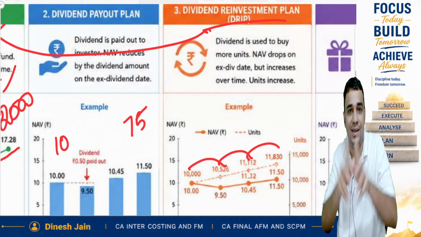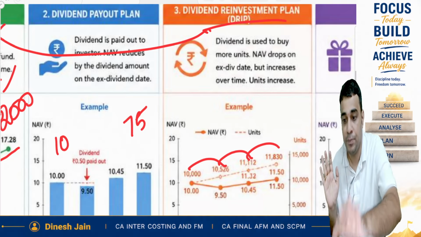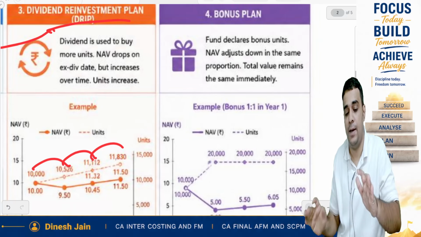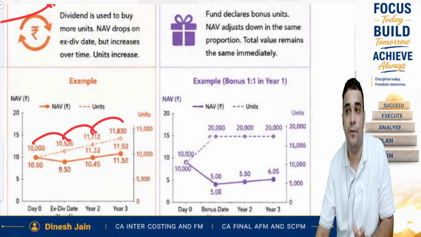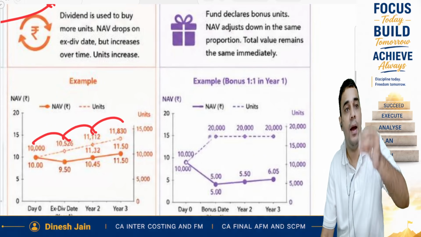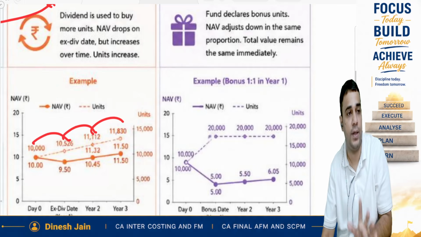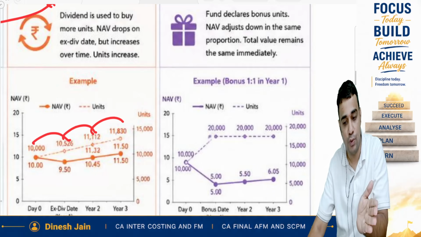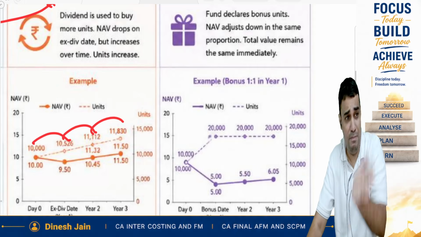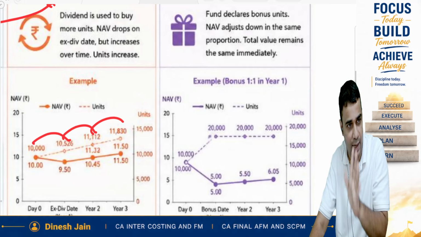How do I calculate? That 7-column format. 1 dividend, 2, 3, 4. It can be anything. Bonus plan means they do a bonus ratio, like bonus shares. When you declare bonus shares, the number of shares will keep going up. Here the number of units will keep going up. 10,000 may become 20, may become 30, may become 40, may become 80, may become 1 lakh.